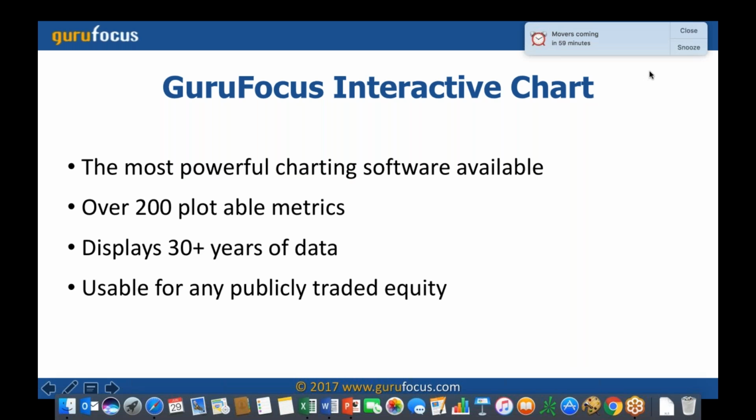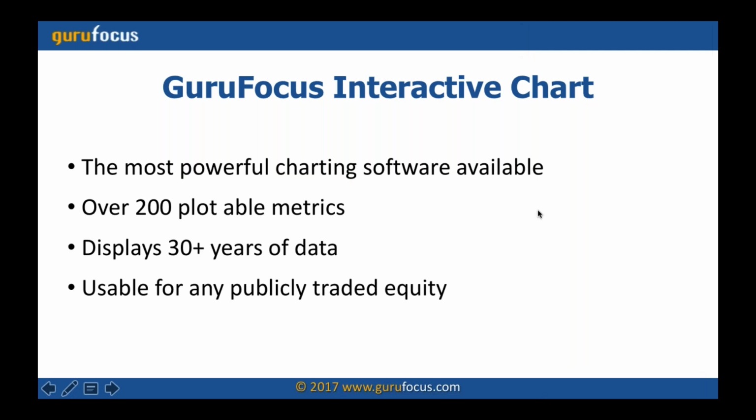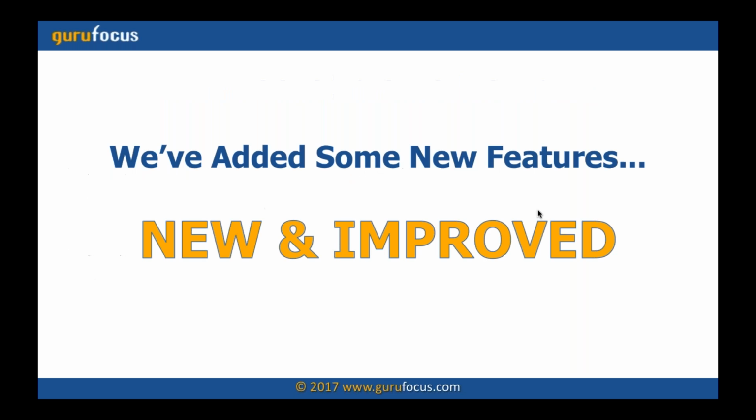It is by far the most powerful charting software available out there. There are over 200 plottable fundamental metrics you can overlay onto the chart. It's going to display 30+ years of data. So typically the fundamental data that you would find on the financial statements goes back 30 years, and then the stock history can go back even further. And you can use this on any publicly traded company, because any publicly traded company has to file their quarterly and annual financials, and we have access to all that information.